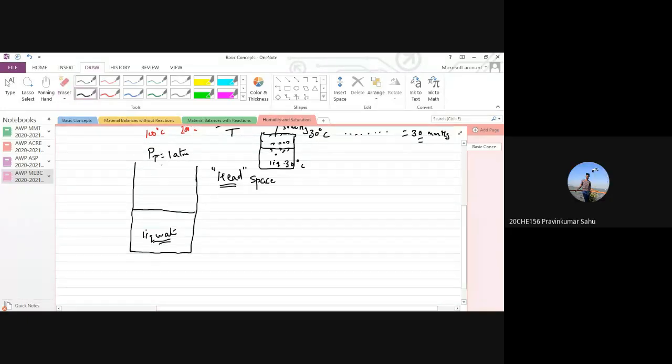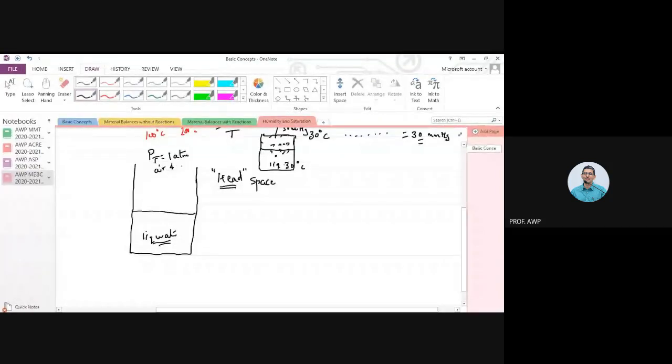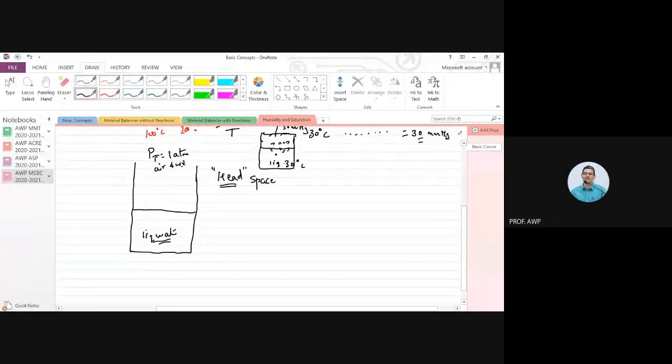Air and water vapor. Right. So air and water vapor both.